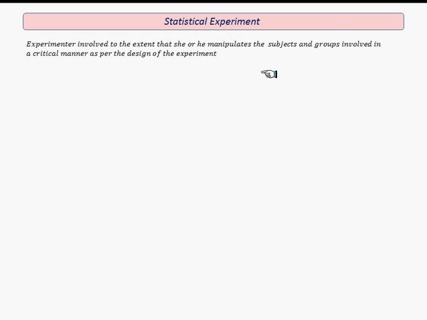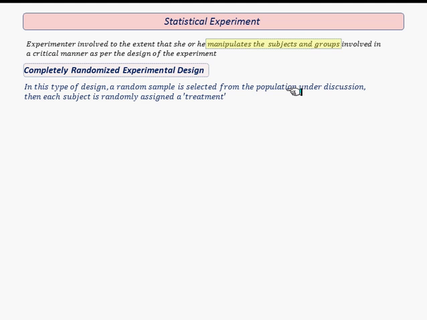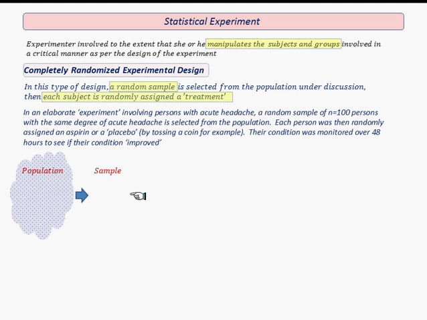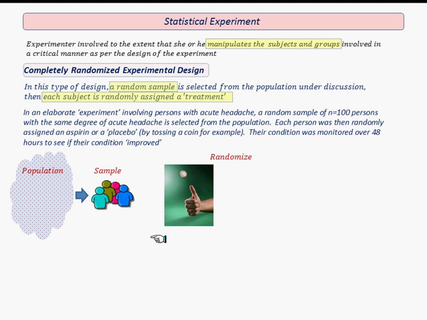Now, an experiment, in contrast, is one in which the experimenters actually manipulate the subjects in groups. The first example is called the completely randomized experimental design, where a random sample is selected and each subject is assigned a treatment in a random fashion. An example is, of course, where we take a sample of people and for each individual we flip a coin and assign them to one of 2 groups. Heads, the aspirin group; tails, the placebo group. We'll discuss the word placebo in just a few minutes.